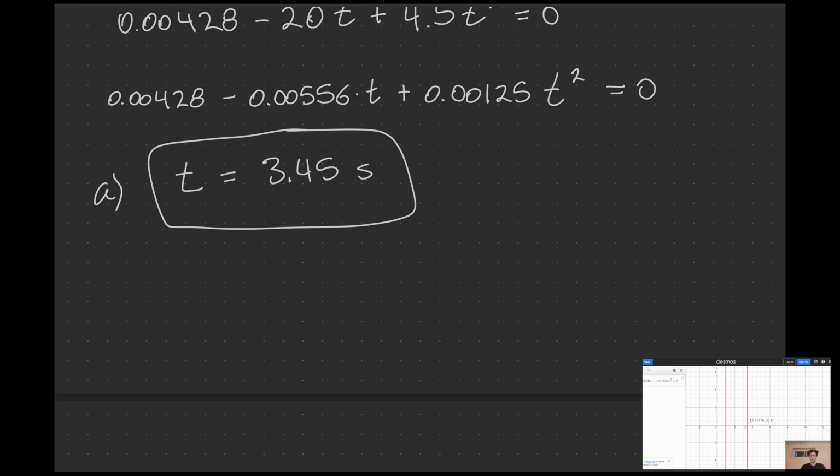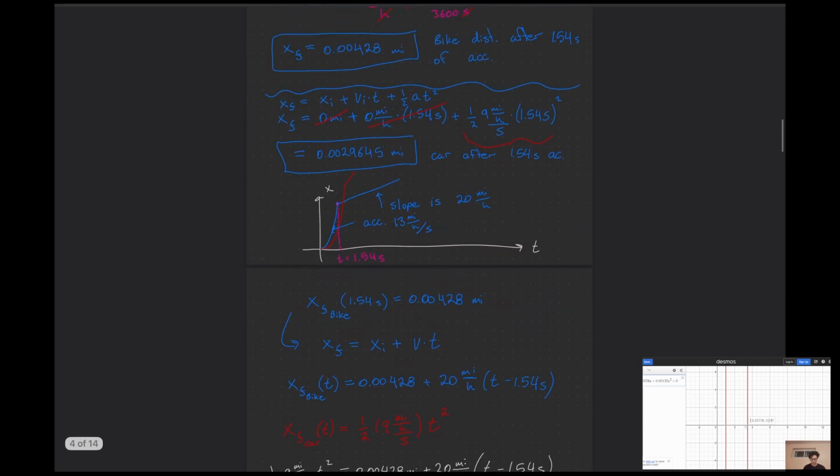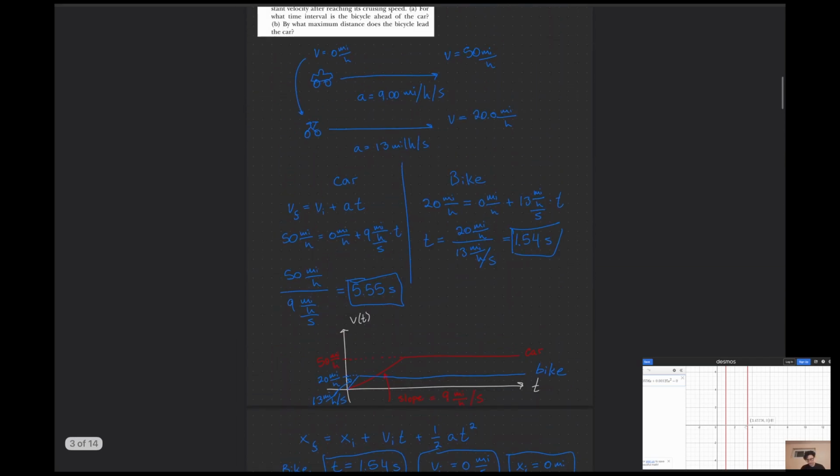I checked the solutions in the book, and they're not the best. They convert everything to feet per second, but the final answer they get is 3.45 seconds for part A. So this is the answer. In summary, what did we do? First, we found out how long each of the vehicles accelerates for, because they reach a final velocity. So they've only accelerated for a specific amount of time, and then they coast.